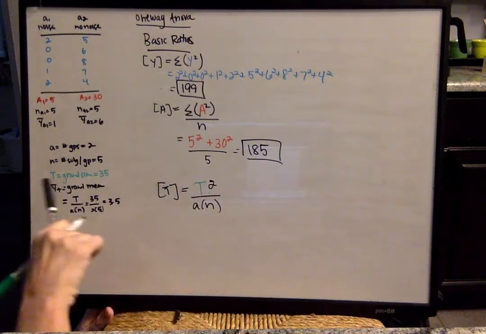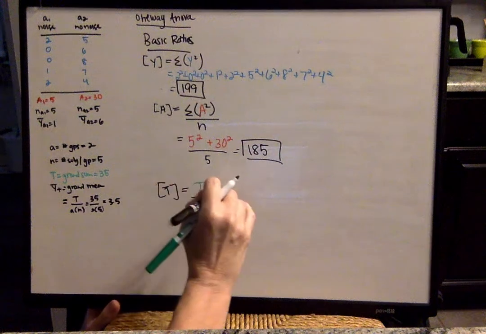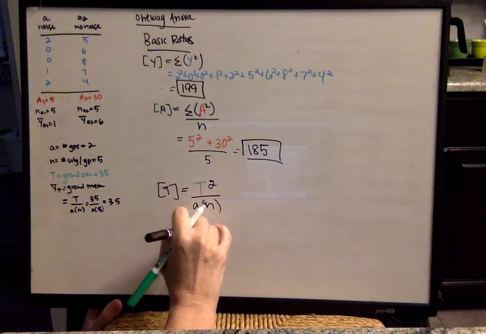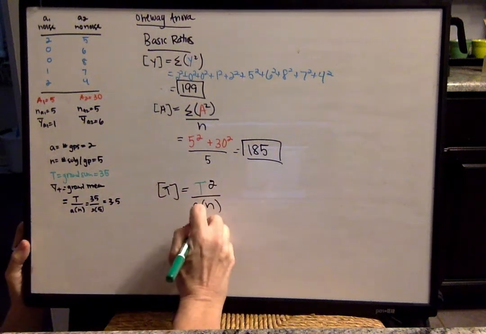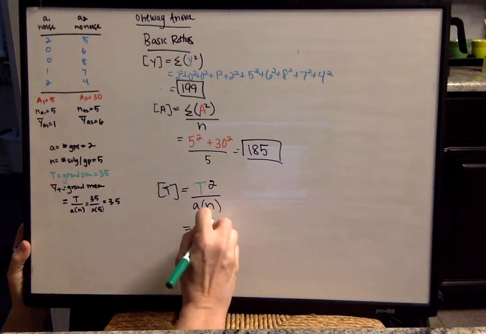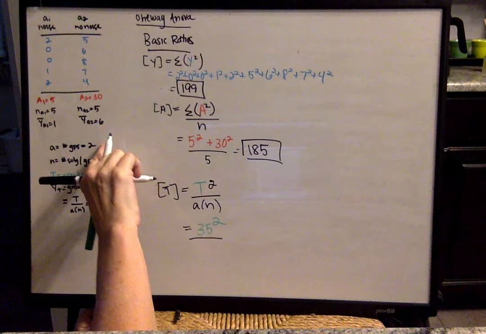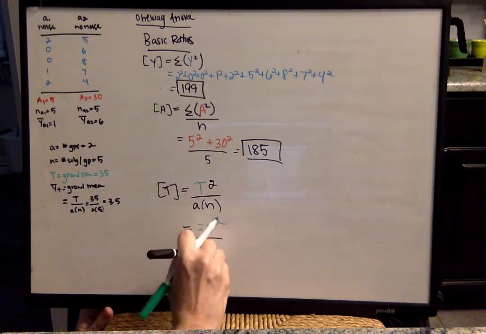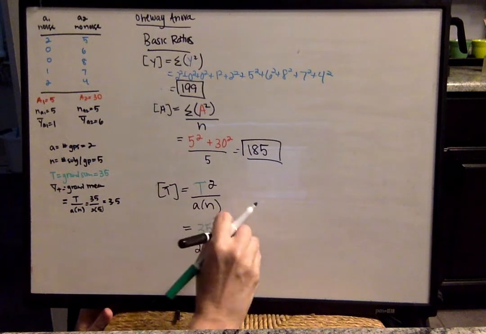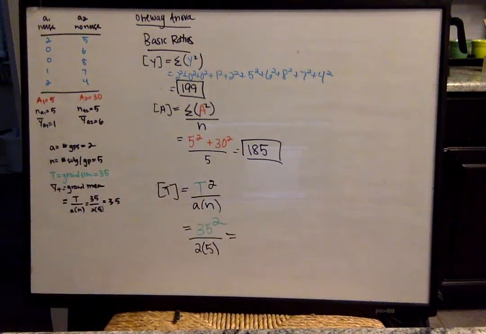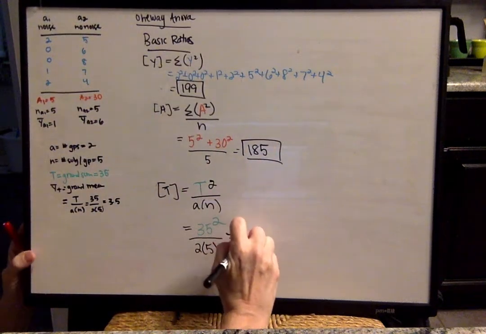Our capital T, you can see over here, is our grand sum. So we're going to take that, which is 35, square it, and divide by little a times little n. So 2 times 5. So 35 squared divided by 10 equals 122.5.